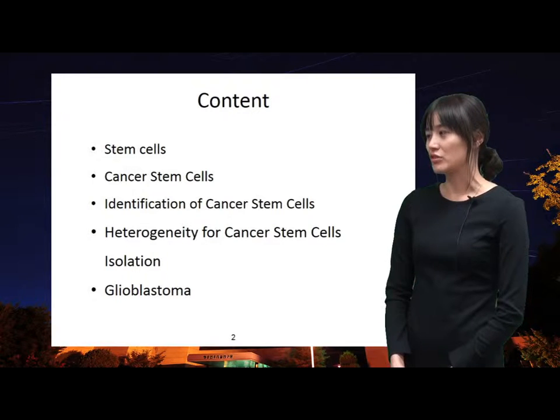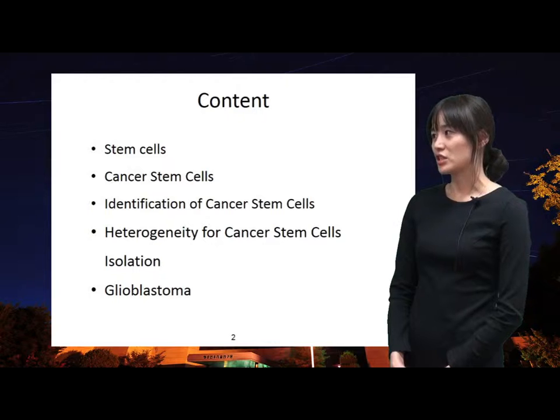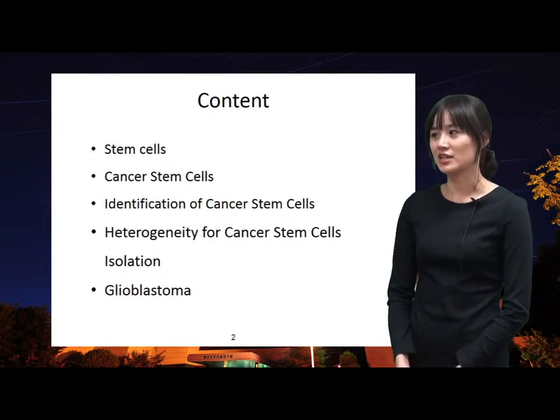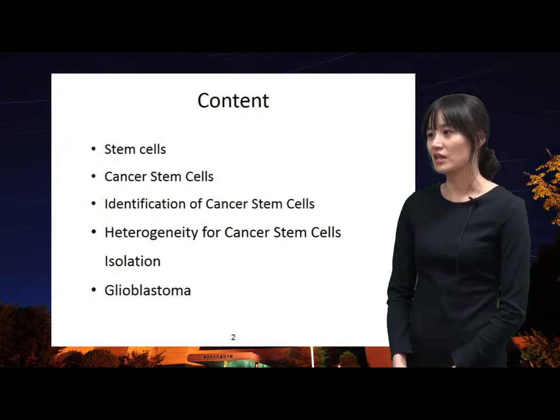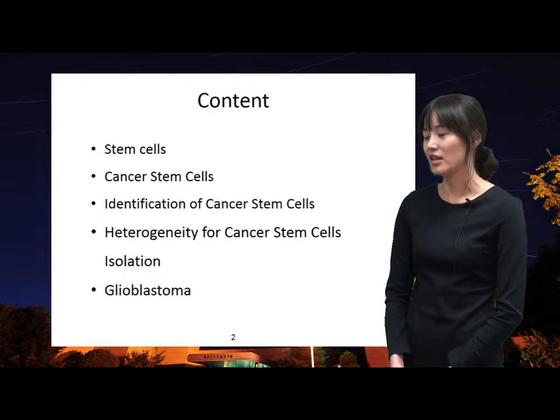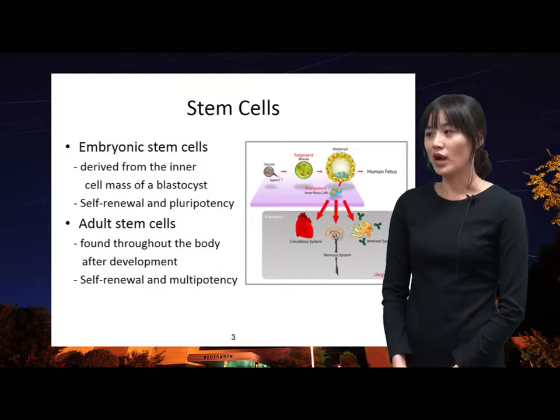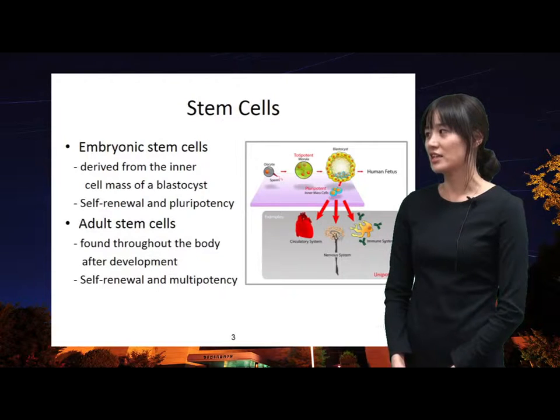Contents are as follows. I will introduce what a stem cell is, and then in particular, I will explain what a cancer stem cell is and how we can identify cancer stem cells. Next, to isolate cancer stem cells from solid and hematological tumors, I will briefly introduce the heterogeneity of cancer stem cells. Finally, I will give you information on glioblastoma brain tumor. So, I hope to help you understand this topic.